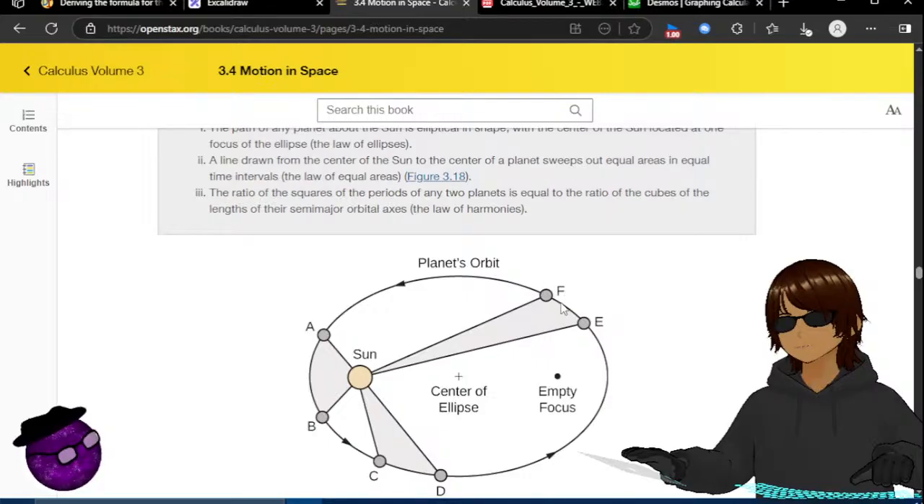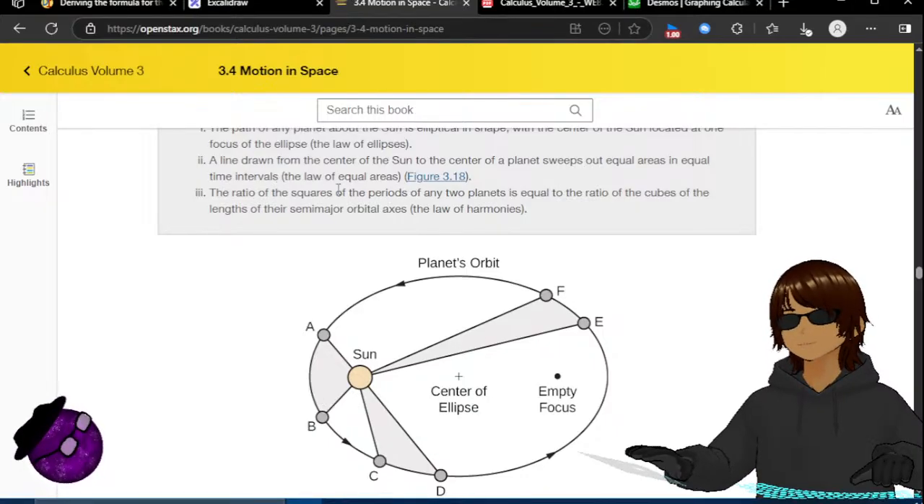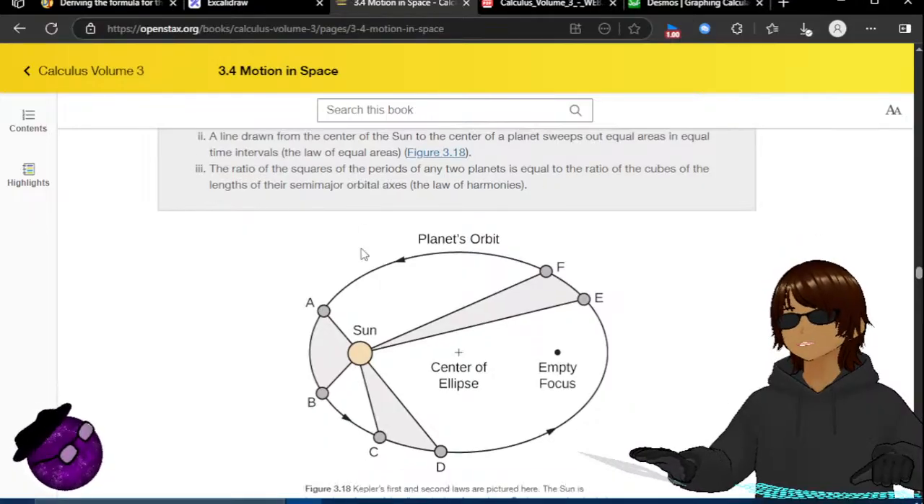Okay, so if this and this were 2 months apart, and this and this were 2 months apart, the areas these two make are equal. The ratio of the squares of the periods of any two planets is equal to the ratio of the cubes of the length of their semi-major orbital axis.